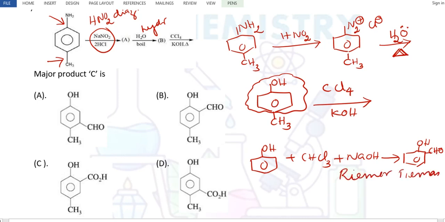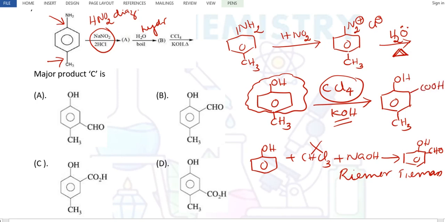Reimer-Tiemann reaction is correct. You have studied this one. There is one more version of this one wherein you have to make use of carbon tetrachloride instead of chloroform, with either sodium hydroxide or potassium hydroxide. This will lead to the carboxylic acid. So there is an OH, a CH3 and a COOH. This is the derivative of salicylic acid. This salicylic acid can also be obtained using one more reaction, that is the Kolbe's reaction. You can make use of Kolbe's reaction or the Reimer-Tiemann reaction.